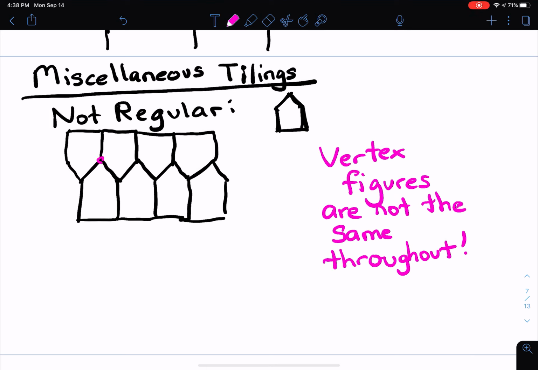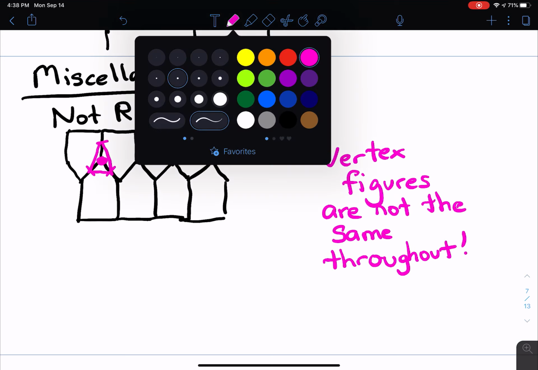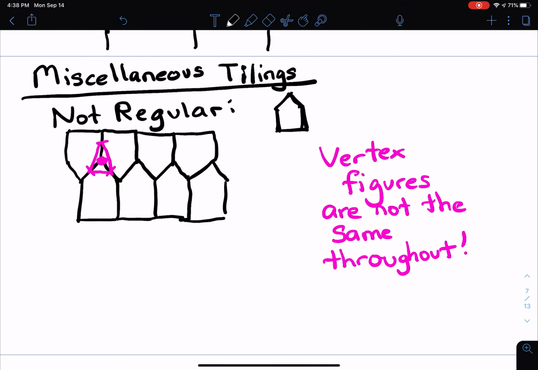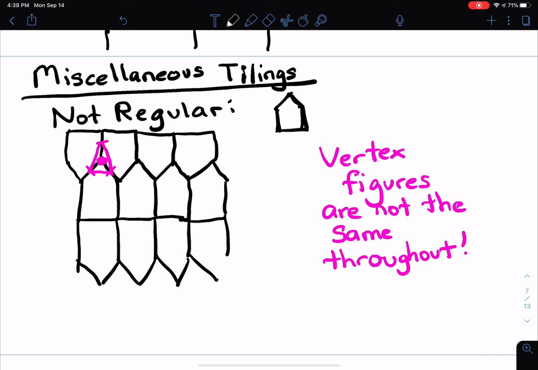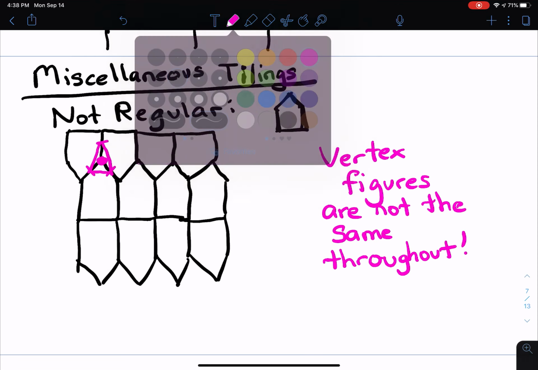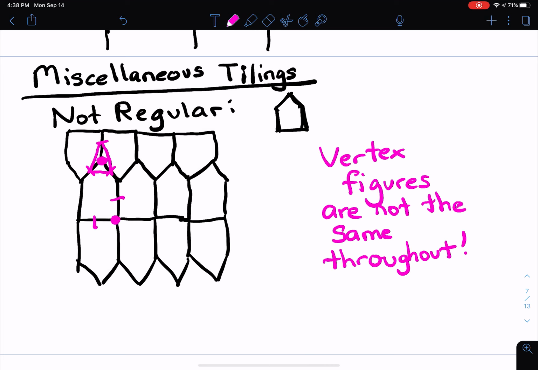So like right here, a little vertex, we'll connect our midpoints of our edges that come together at that vertex. We have this nice little triangle. But if we expanded our drawing, and let's say we do this, in our tessellation, this vertex here, the vertex figure is not a triangle.